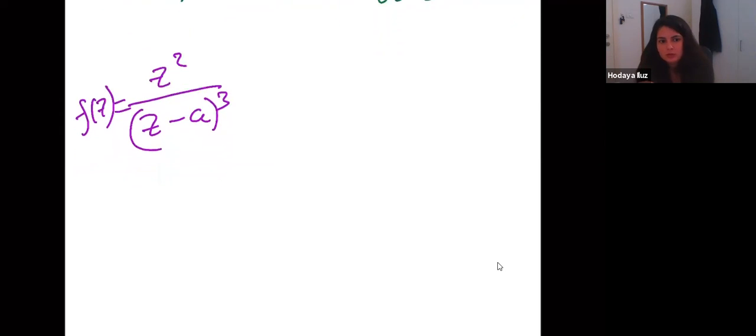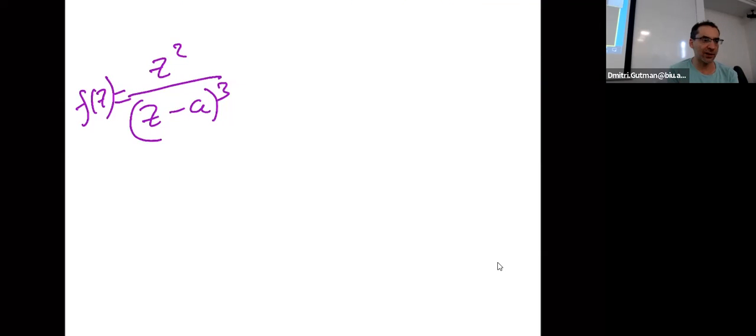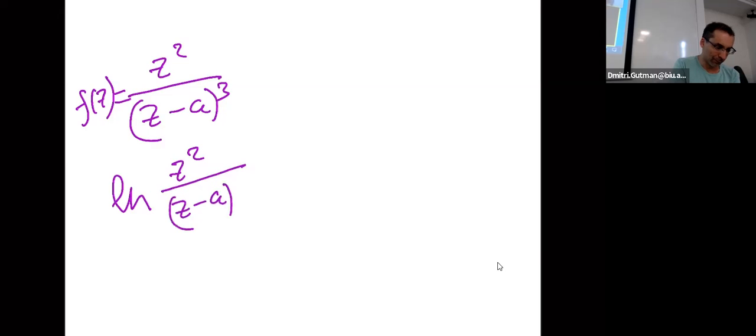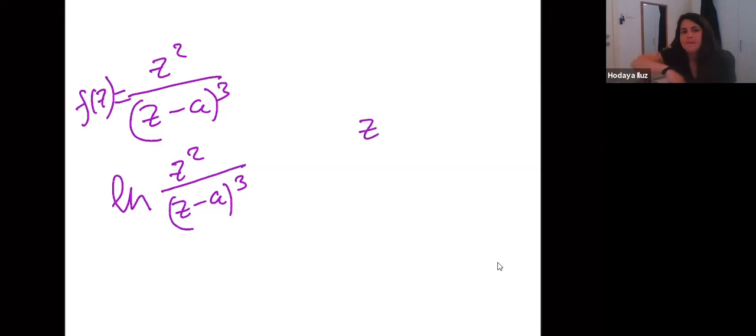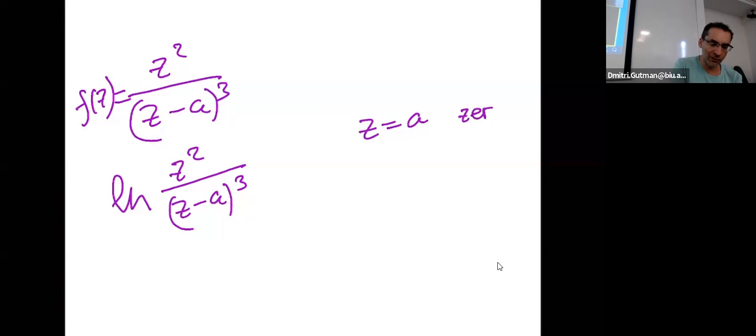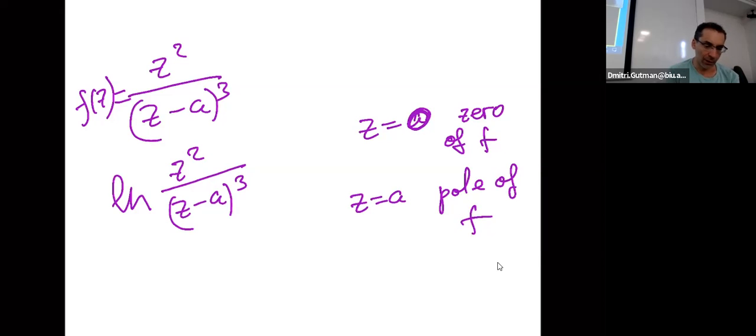Okay, so let's discuss this function. This function has 2 special points, from the perspective of the logarithmic derivative. So we will be talking about the logarithm of this function. What points will be special for this logarithm? Correct. There is a point z equals 0, which is a zero of the function, and there is a point z equals a, which is a pole of f. So good.